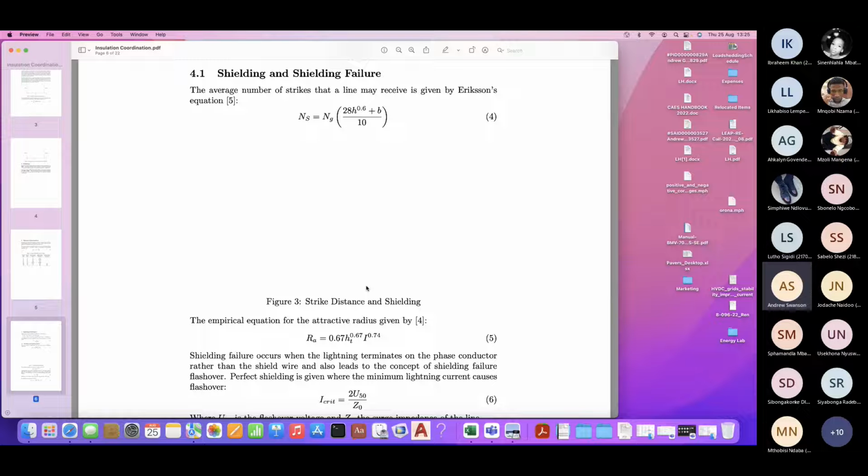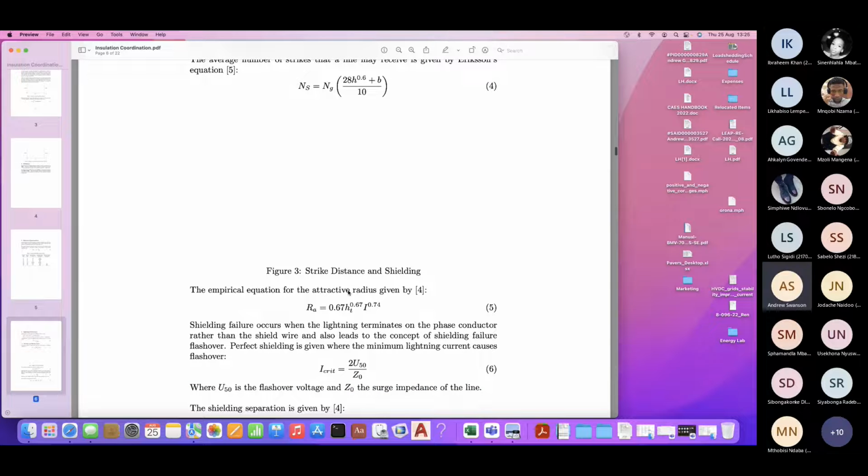The average number of strikes that a line may receive is given by Eriksson's equation, NS equal to NG, that's your ground flash density, into brackets 28 H, that's the height of the conductor, and I'll describe that a little more now, plus B, divided by 10. Just be aware of the units for that in the notes.